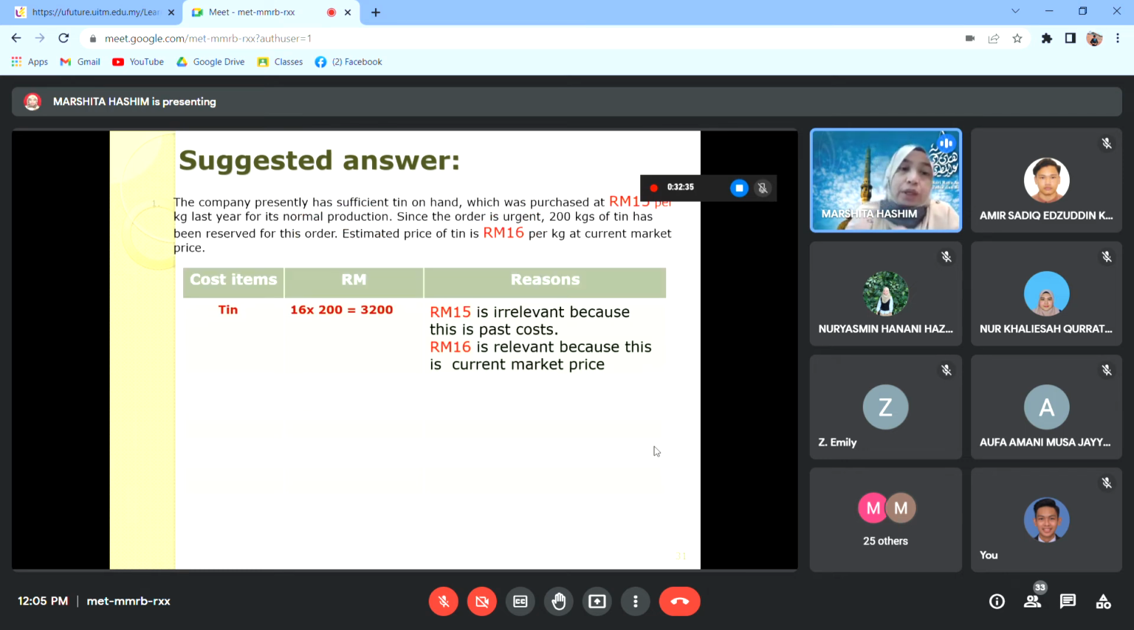Therefore, cost item is tin: 16 ringgit multiplied by 200 kilograms, you will get 3,200. So 15 ringgit is irrelevant because this is past cost. 16 ringgit is relevant because this is current market price. When you use tin, you need to replace because the material in stock was bought for normal production.